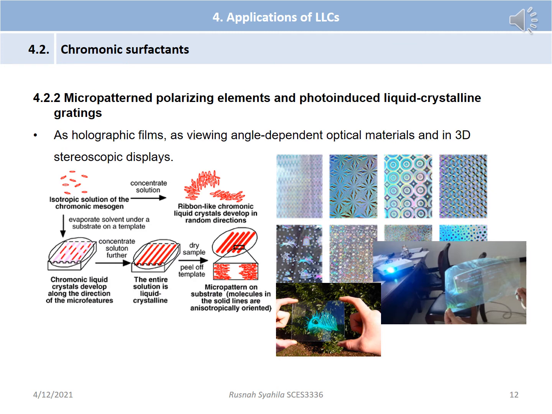The second application is micro-patterned polarizing elements and photo-induced liquid crystalline gratings. This is used as holographic films, as viewing angle-dependent optical materials, and in 3D stereoscopic displays. Without the substrate, ribbon-like chromonic liquid crystals develop in random directions. The solution of chromonic mesogen is placed on the microfeatured substrate and the solvent is left to evaporate. The chromonic liquid crystals develop along the direction of the substrate. When the solvent has evaporated and the substrate is dried, we can peel off the microfeatured substrate. The micropattern can be collected.